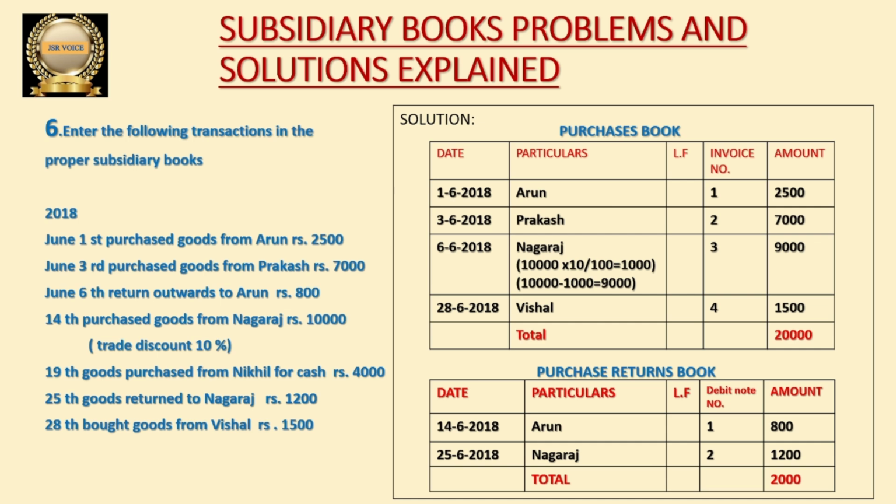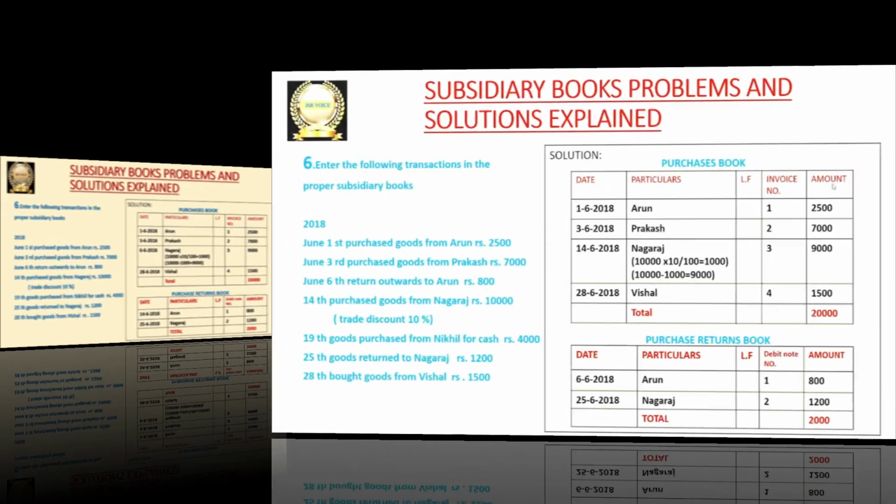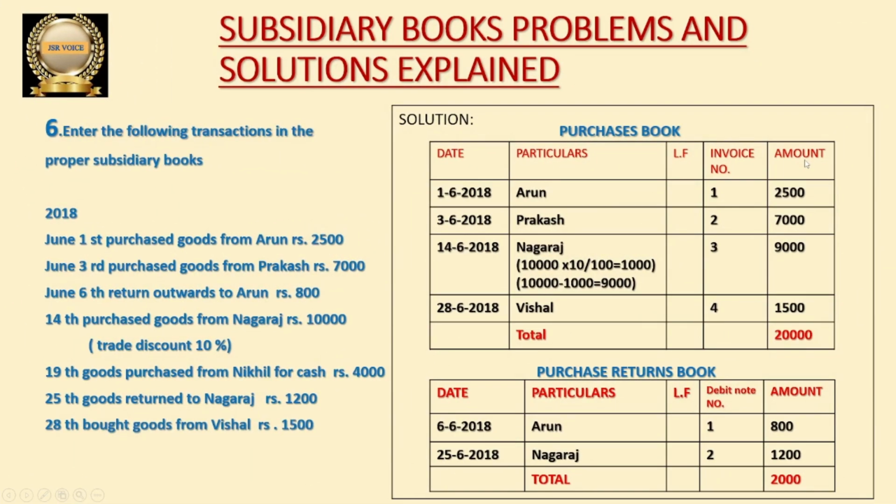So here in the purchase returns book, in the solution down, the 6th date in the purchase returns book, right side down, 6-6-2018, particulars column Arun, debit note number 1, amount 800. Let us go to the next transaction, the 14th date transaction.